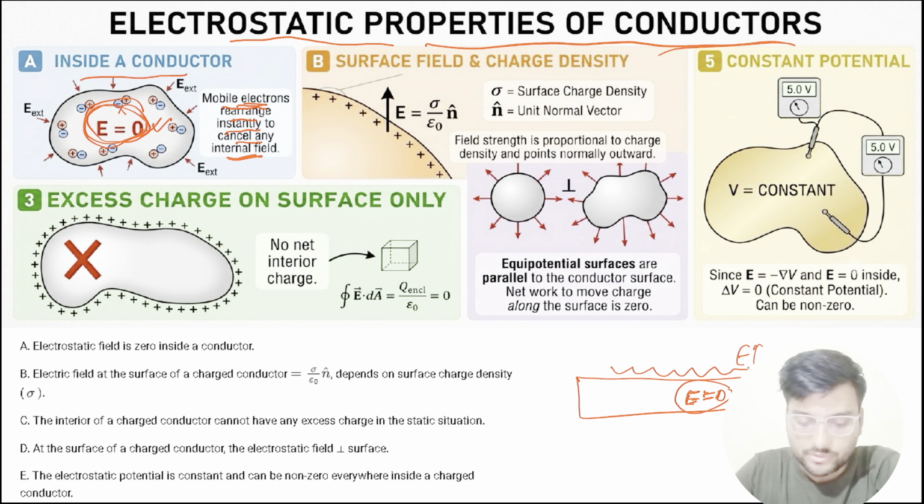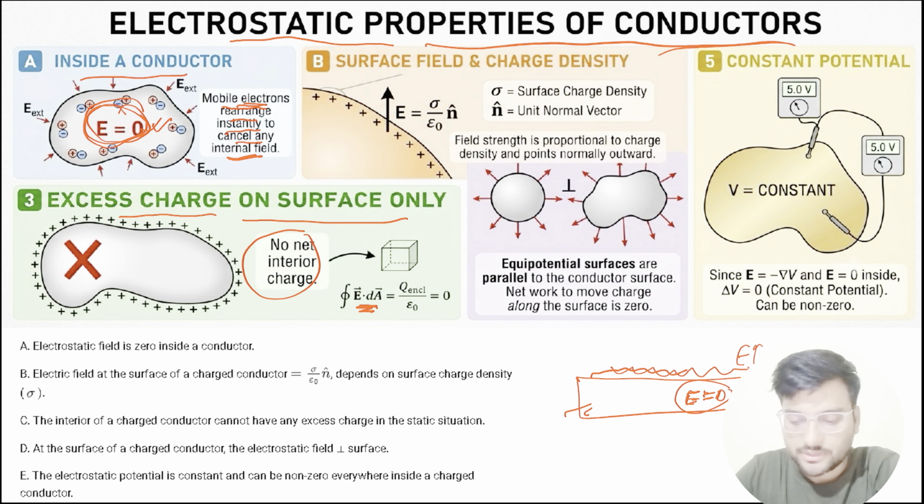Whenever we are talking about the excess charge on the surface of a conductor, as I just said, the excess charge will be on the surface of the conductor. That is, the integral of E dot ds, this is the Gauss law, is equal to q in by epsilon naught. Okay, it's equal to zero, right? Now next is the surface field and charge density, that is E is equal to sigma by epsilon naught. This is the surface charge density. And next, a constant potential will be there throughout the surface, we can say.